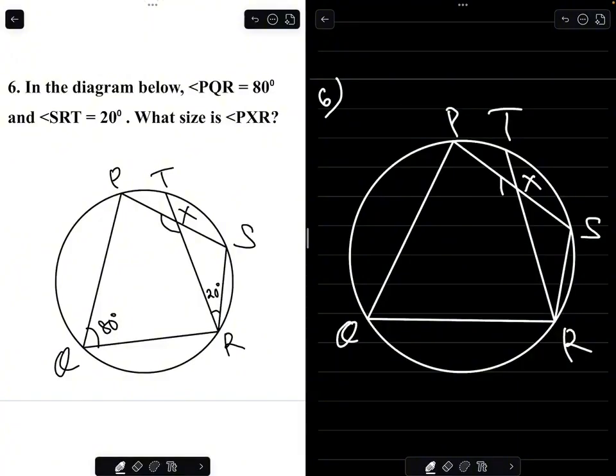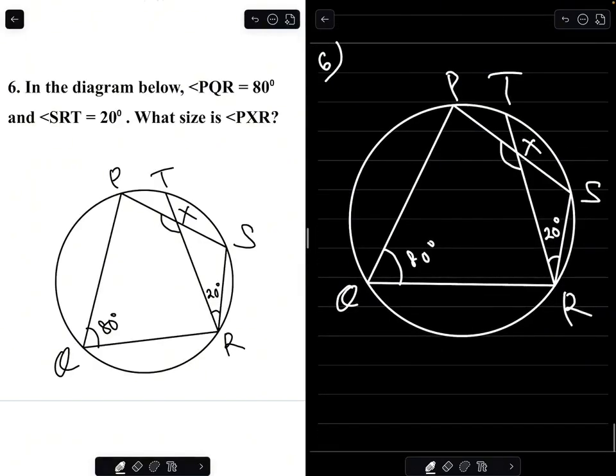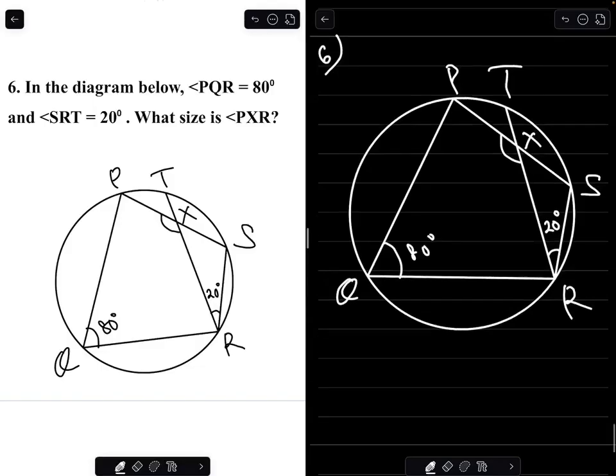Now, we want to find this angle PXR. This angle is 20 degrees, and this angle is 80 degrees. In the diagram, angle PQR is equal to 80 degrees, and angle SRT is equal to 20 degrees. What size is angle PXR? How do we find angle PXR? What do we do here? Let's find angle PXR.